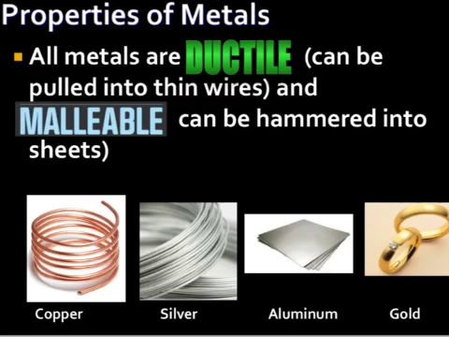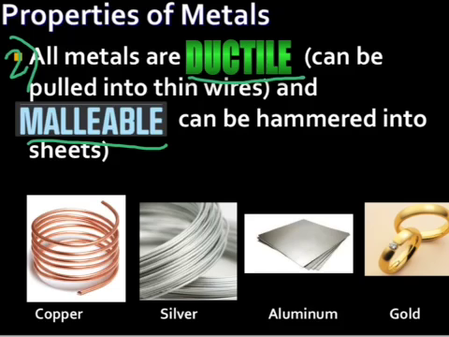The second property of metals is that all metals are ductile and malleable. And I don't know if we've talked about these 2 terms before. It seems like we have, but in case you forgot, ductility, or being ductile, means that it has the property of being able to be stretched out into a wire, a thin wire. And malleability means it has the property of being able to be hammered into sheets.